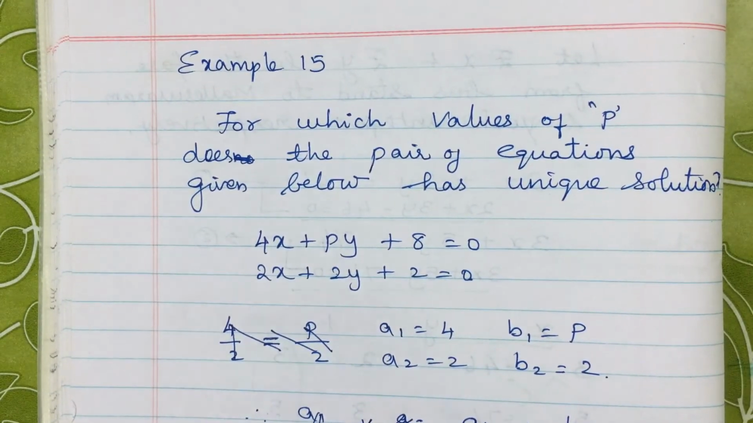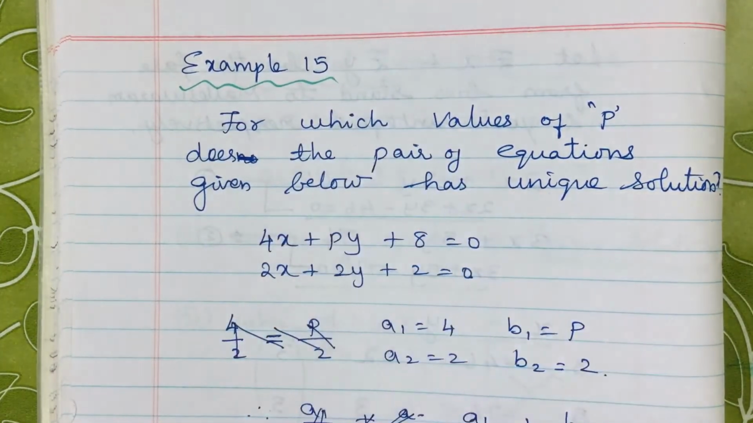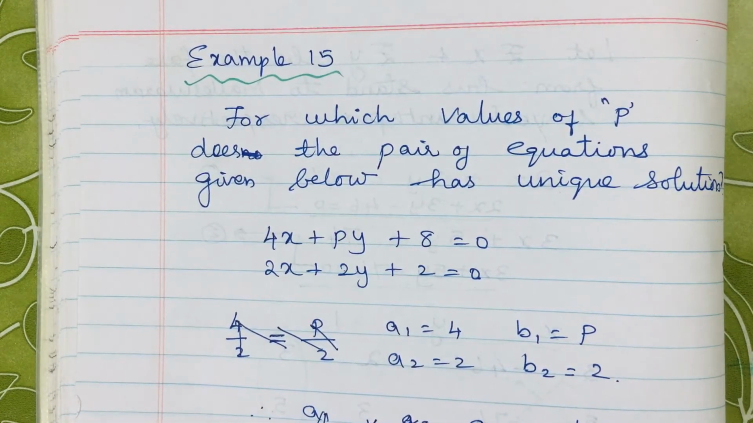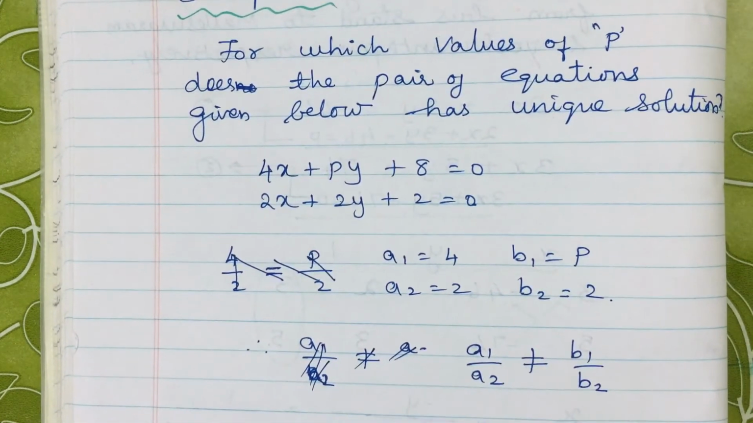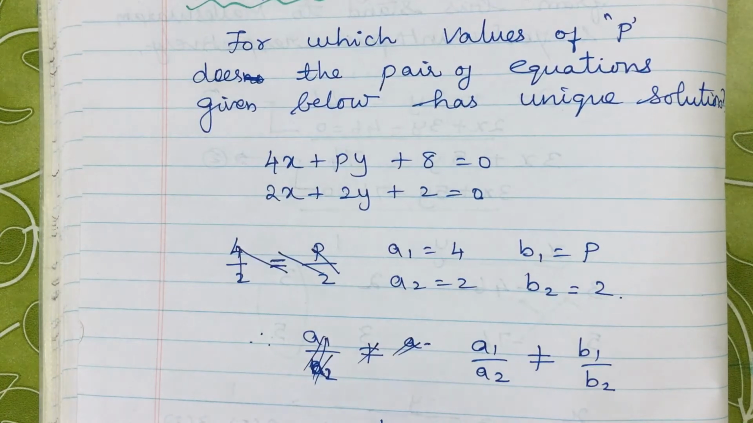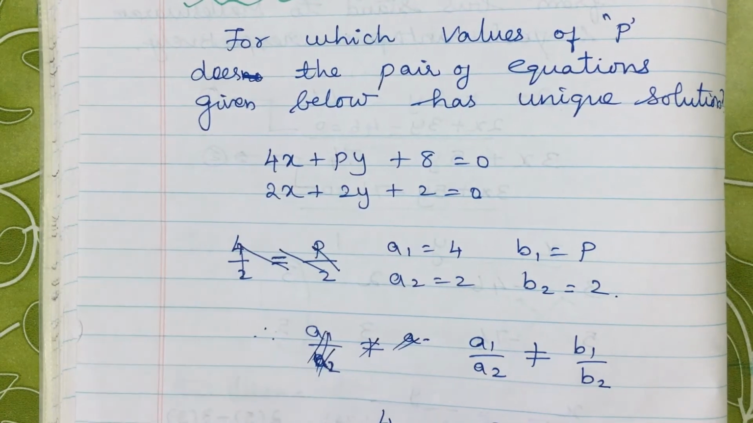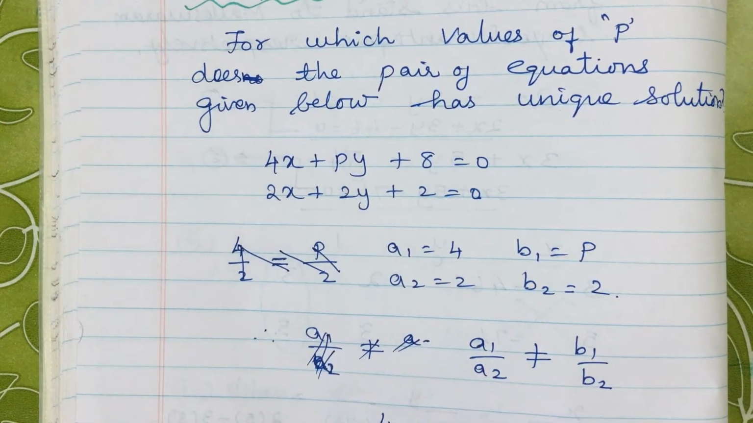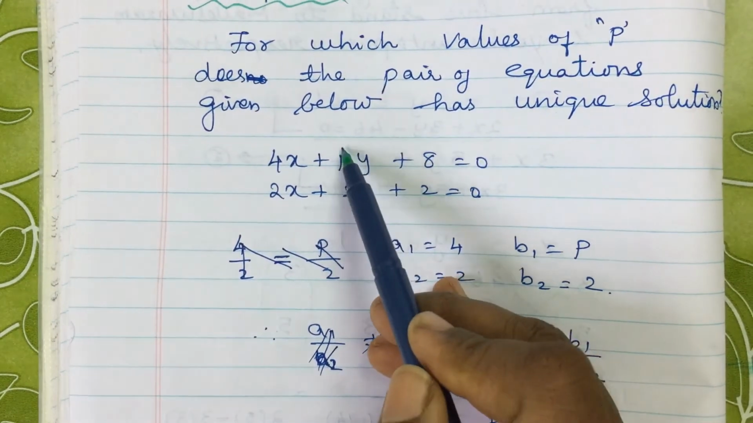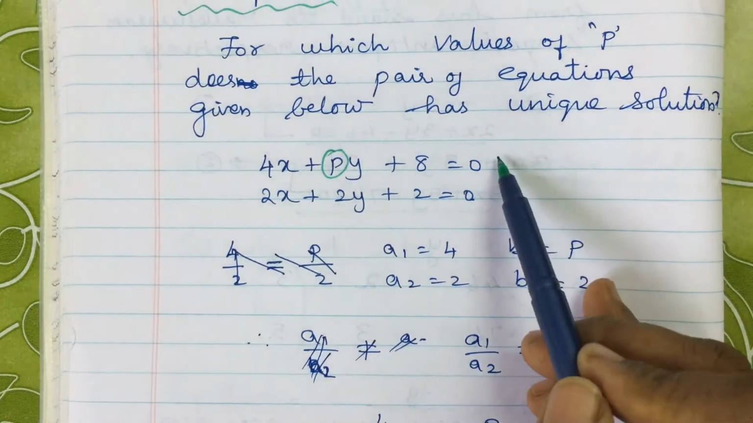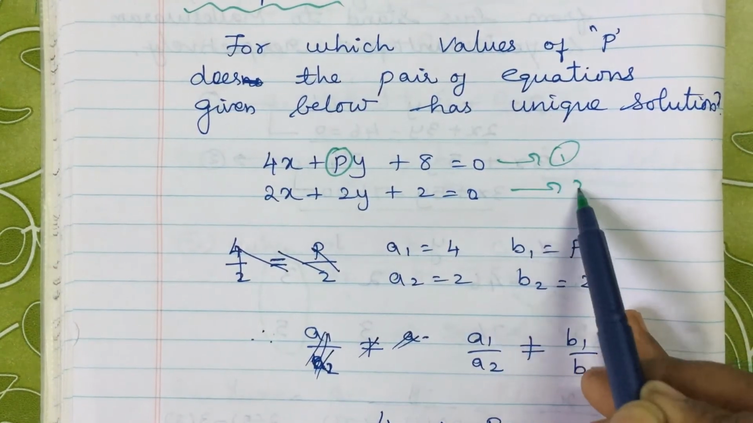So coming to example 15. For which values of p does the pair of equations given below have unique solutions? So you are given 2 equations and one unknown value, that is p. You have to find out the value of p for which these 2 equations will have unique solutions. This value you have to find out, right? So I have named them as equations 1 and 2.